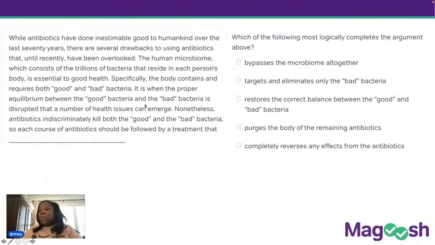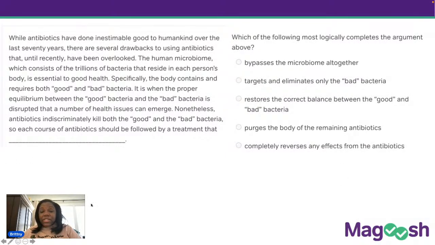All right, so this is an important point of, again, why it's so good to predict. Without even looking at this, I'd say, nope, that does not match my prediction. It cannot be right. Let's look at C. Restores the correct balance between the good and bad bacteria. All right, this is exactly what we predicted, right? We said that we wanted a treatment that would bring back the equilibrium, restore the correct balance, right? Not the same exact words, but it means exactly the same thing. So we could just select C and move on.